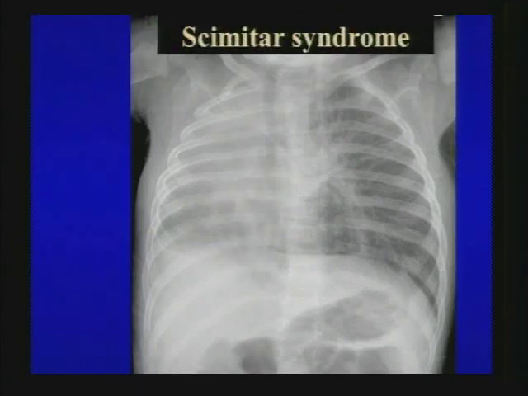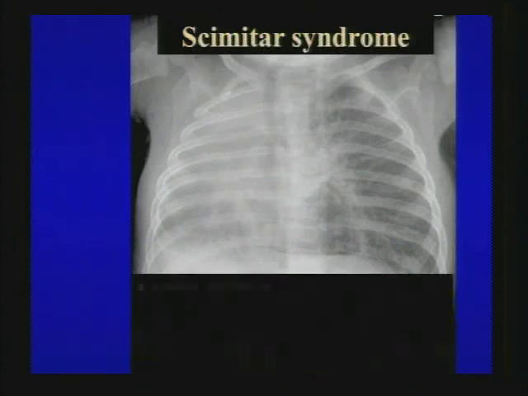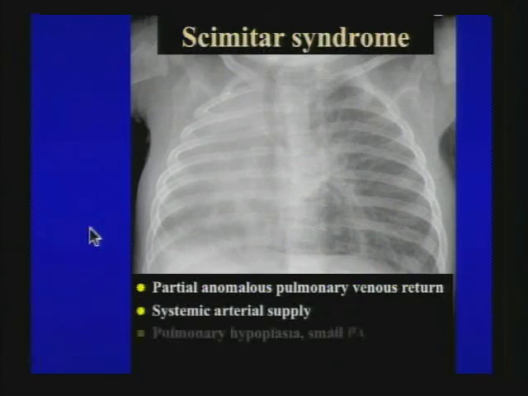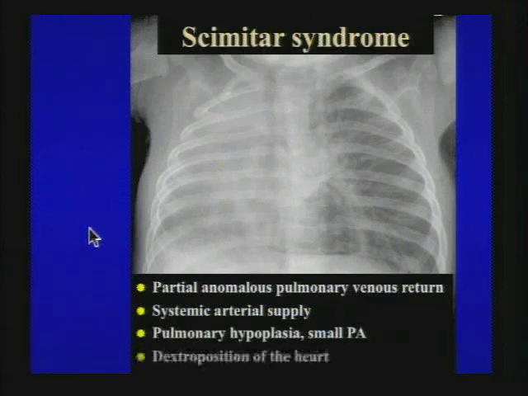This is scimitar syndrome. There's varying degrees of severity in scimitar syndrome, but the primary abnormalities are partial anomalous pulmonary venous return. This is the anomalous vessel. Systemic arterial supply, the lung is small, and the associated pulmonary artery is small. And there's typically dextroposition of the heart, which just means the heart is shifted over. It doesn't mean it's situs inversus.